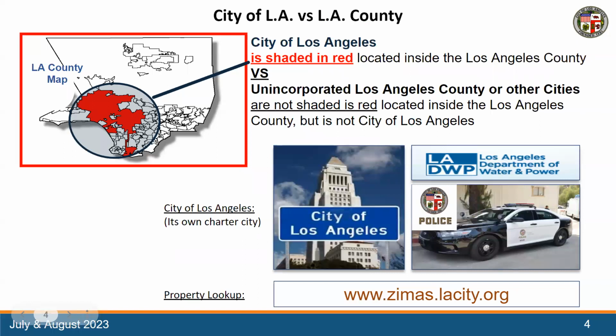An easy way to determine if your rental property is within the city boundaries is the LAPD response to police requests, or you may pay your water and/or electric bill to the Department of Water and Power.